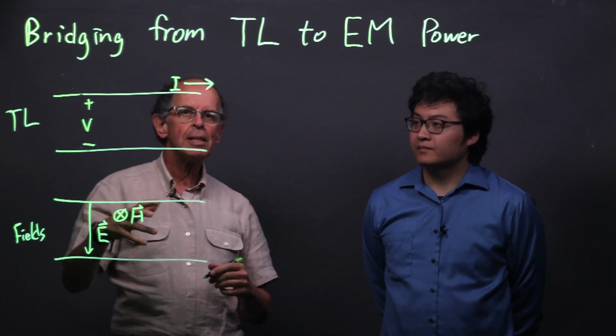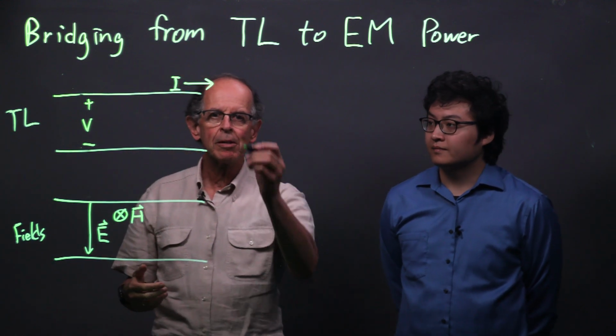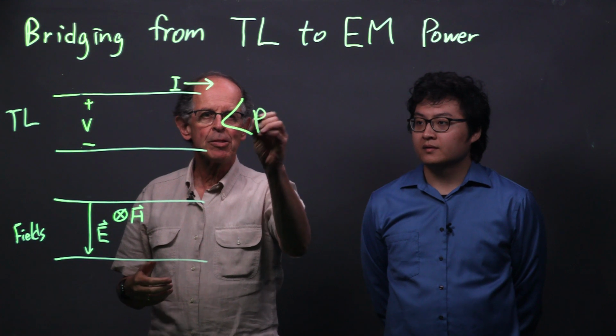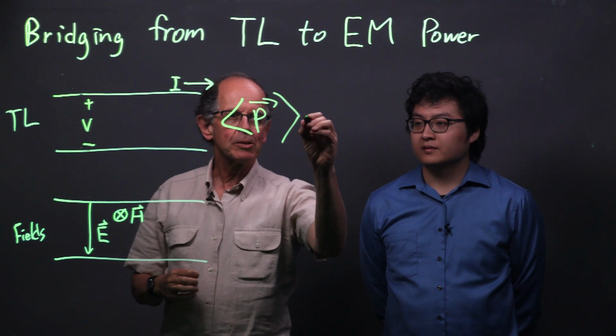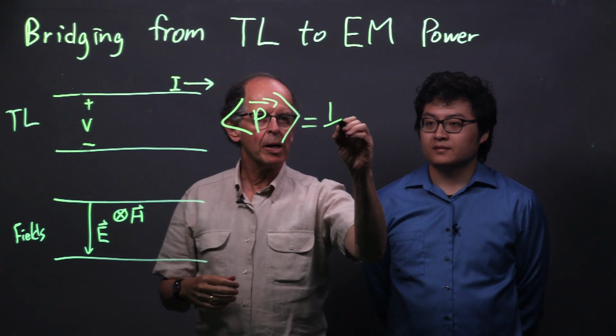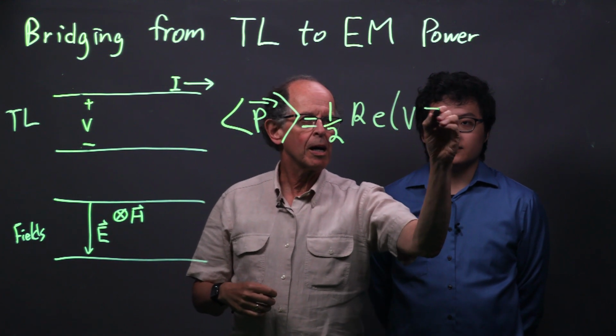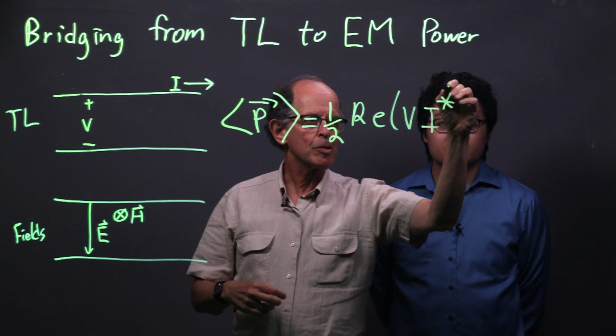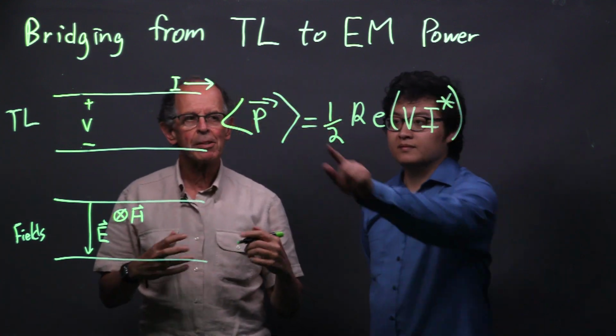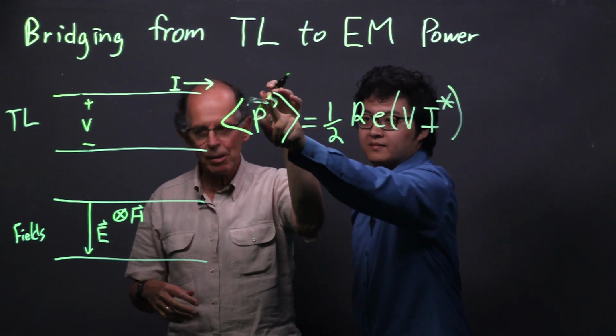So what we need, and we're dealing with phasors here, is the time average phasor power, P, which we know from circuits is 1/2 the real part of V I star. And this is assuming, of course, a time variation of e to the j omega t.